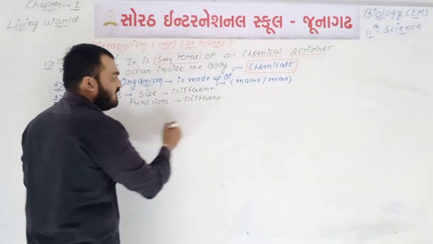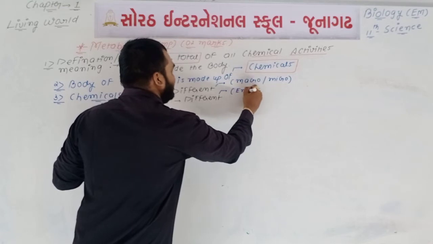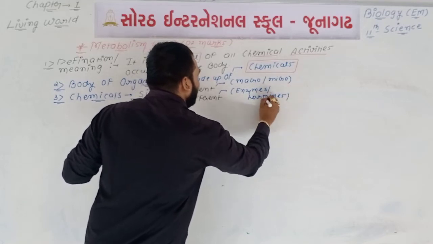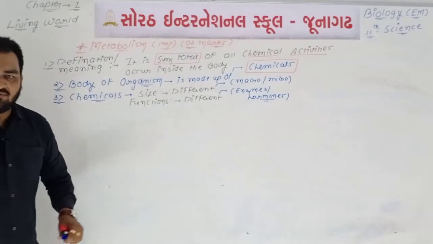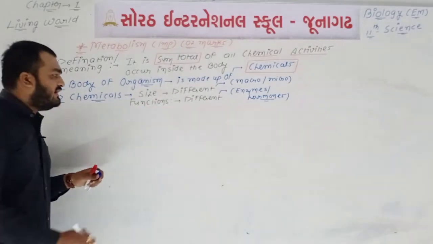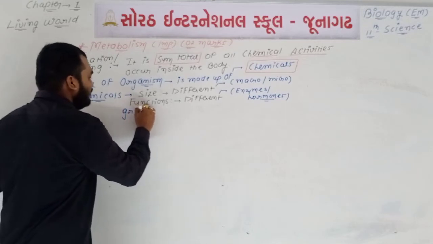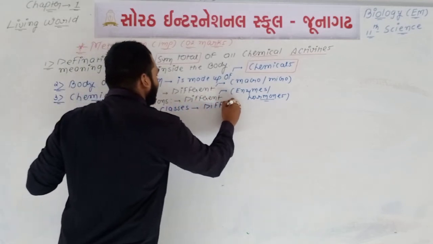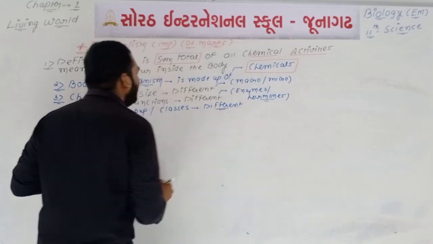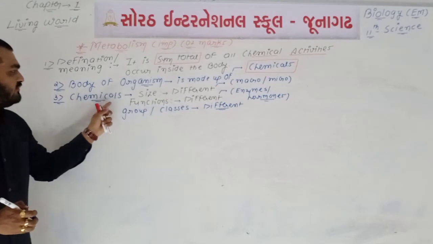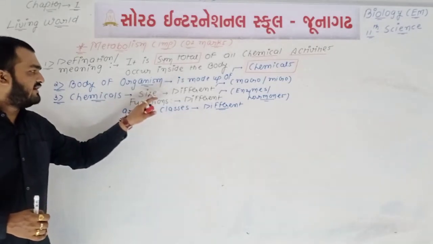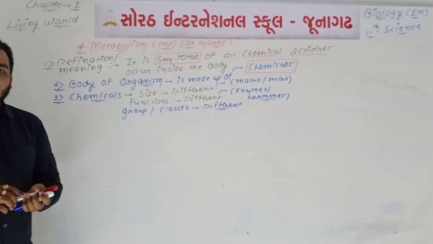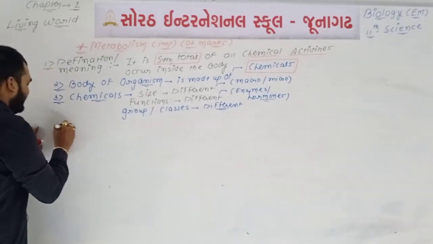The functions will be different. For example, the functions of enzymes and the functions of hormones will be different. So the functions will be different, the size will be different, and the groups or classes of all these chemicals will be different.